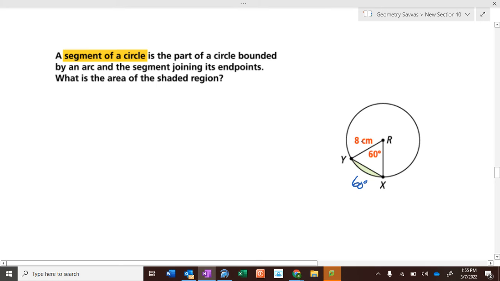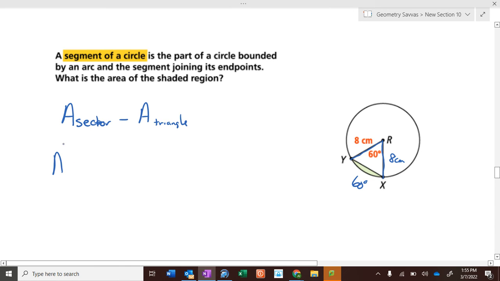Now, because this radius is 8, what's this radius from r to x? 8. Do we have side angle side here? Side angle side area formula. So what I'm going to do is find the area of the sector and subtract from that the area of the triangle.